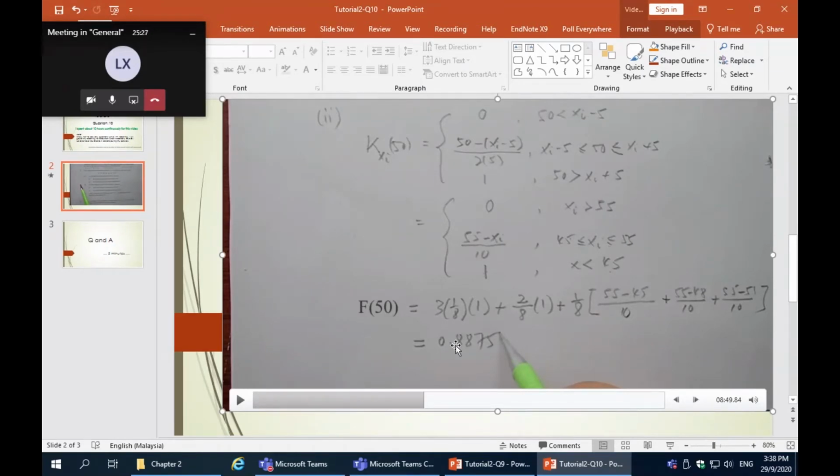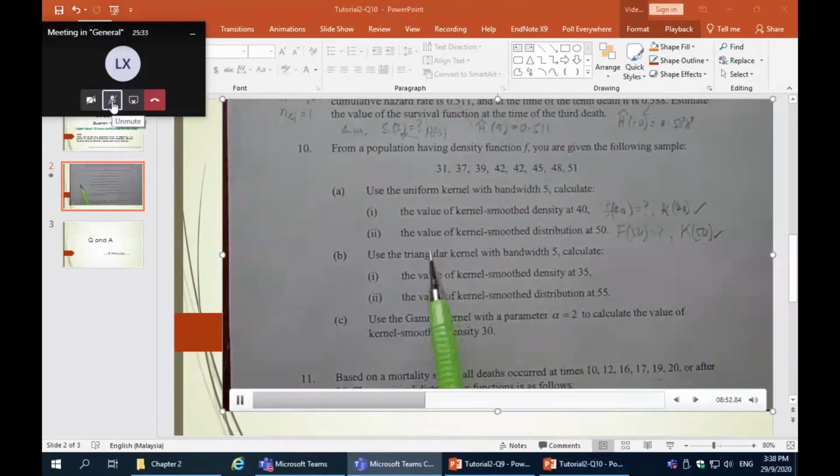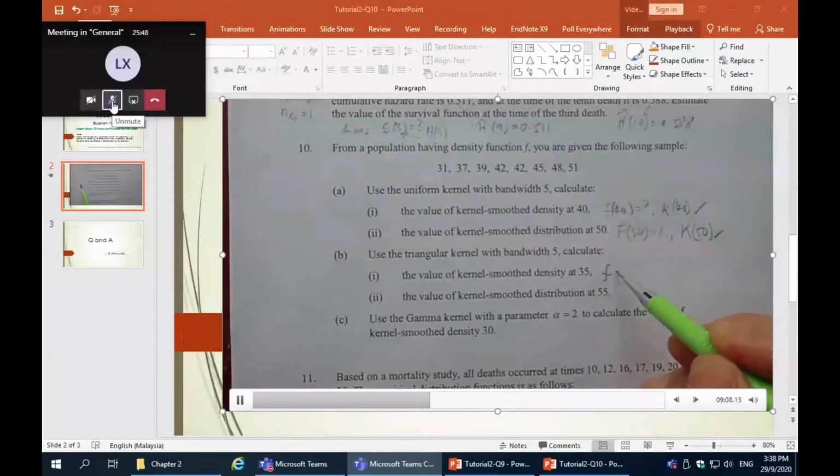Okay, let's go to the next, which I think is triangular. Part B. Use the triangular kernel with bandwidth 5. Calculate the following. Part 1 is to find the value of the kernel smoothed density at 35. That is our aim, to find this kernel smoothed density at 35.